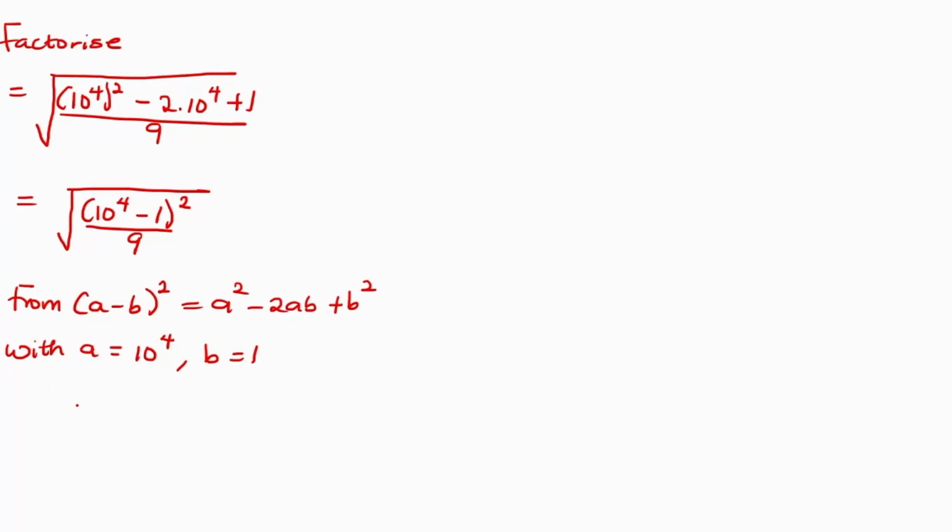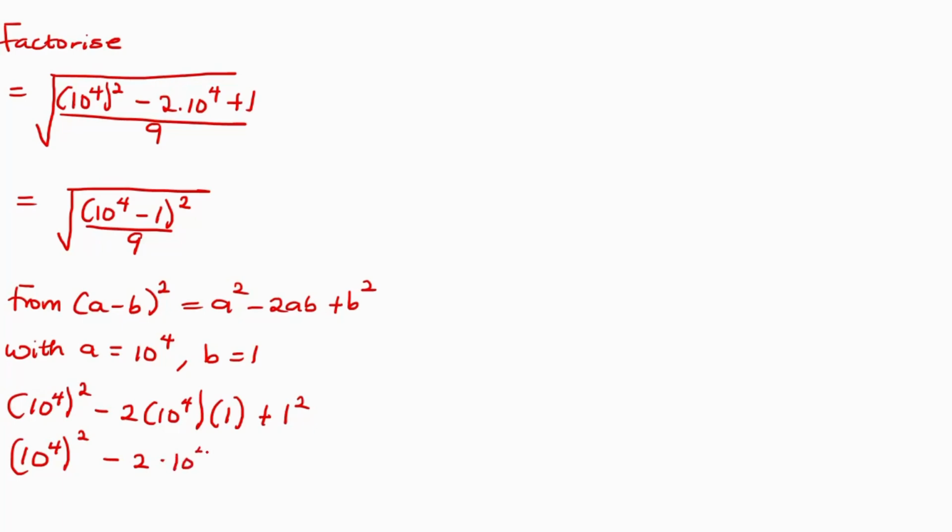So let's simply continue. So we have a to be 10 raised to the power of 4. So this becomes 10 raised to the power of 4 all square minus 2a. What is a? We have 10 raised to the power of 4 and we have b to be 1 plus b square, which is 1 square, and this is going to give us 10 raised to the power of 4 all square minus 2 multiply 10 raised to the power of 4 plus 1. So as you can see, we have been able to get this right here. So that is how we're able to factorize and get that particular answer right here. So let's simply continue from this point.